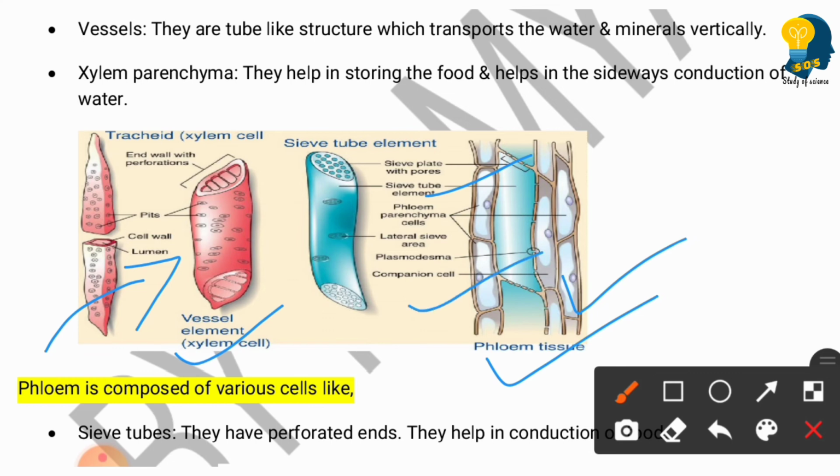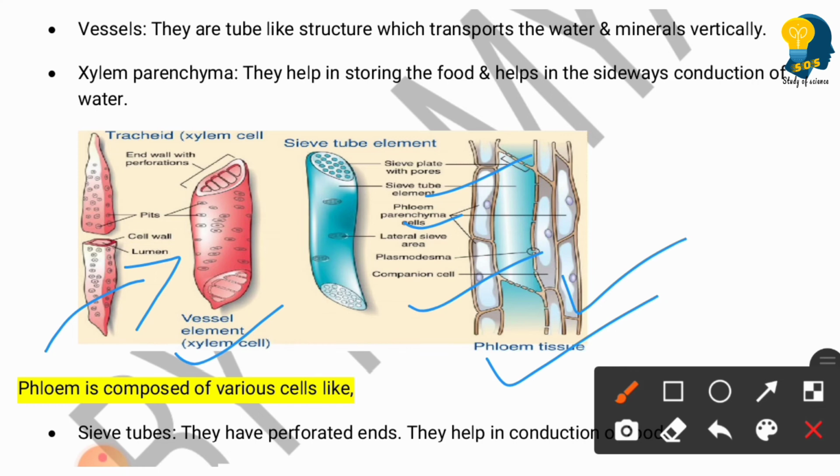Then talking about the companion cells, they help in the movement of sugar as well as the amino acids in and out of the sieve elements. When I talk about the phloem fibers, they give mechanical support to the phloem. Fibers are the hardest part. So lastly, phloem parenchyma also helps in transporting the food.